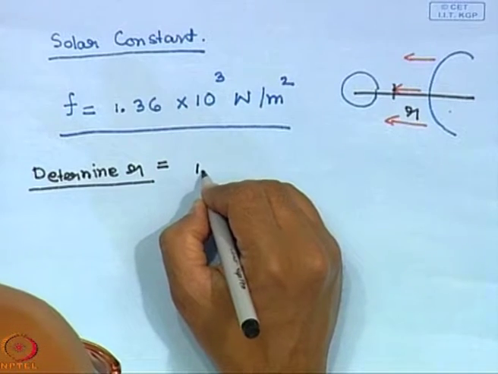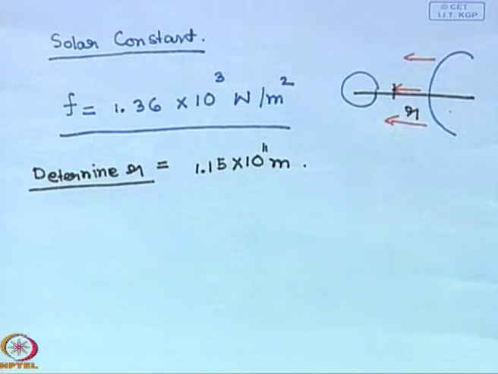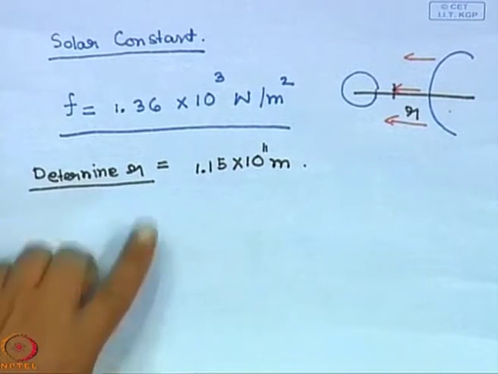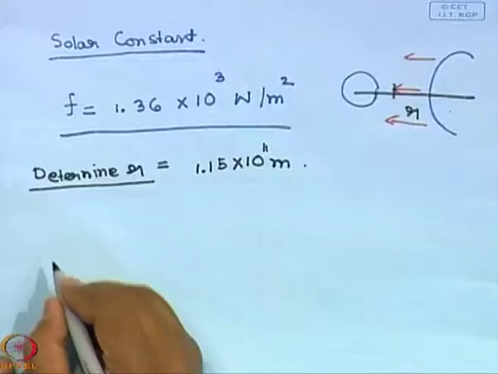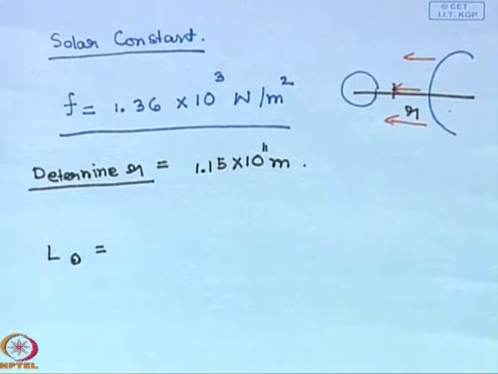It is well known now that this has a value 1.15 times 10 to the power 11 meters. We have discussed this. This is what is called the astronomical unit. So, the earth sun distance is also known, and once you know this, you can combine the measured flux and the earth sun distance, and you can determine the luminosity of radiation coming out from the sun. So, the solar luminosity L sun is the flux times 4 pi r square.